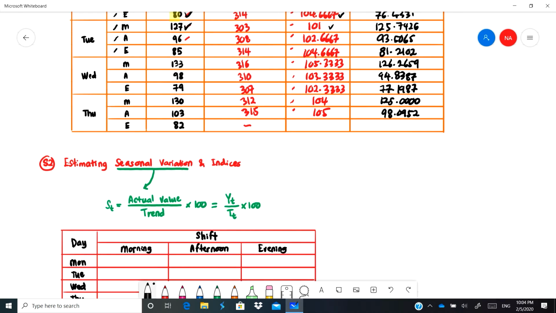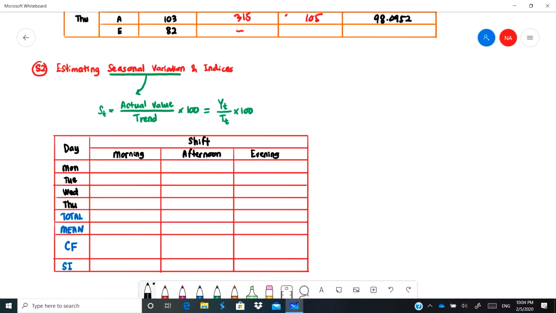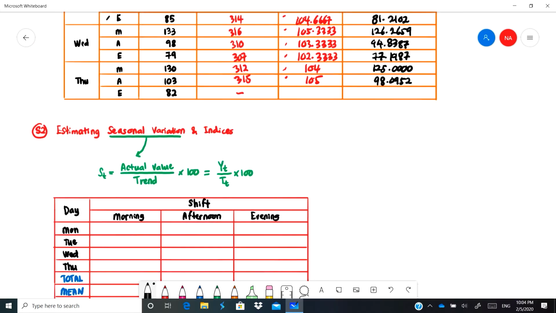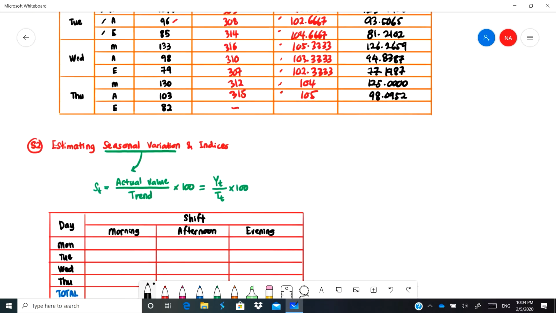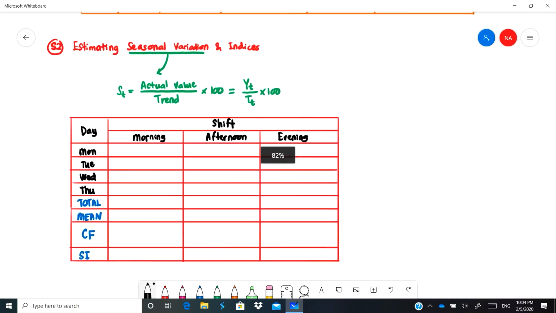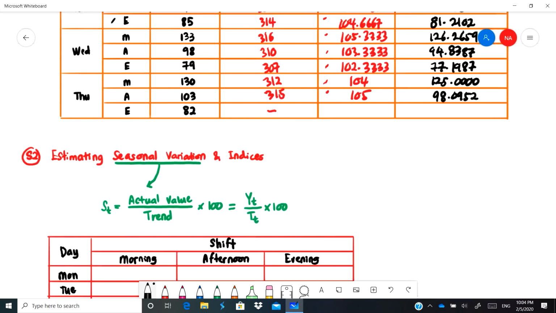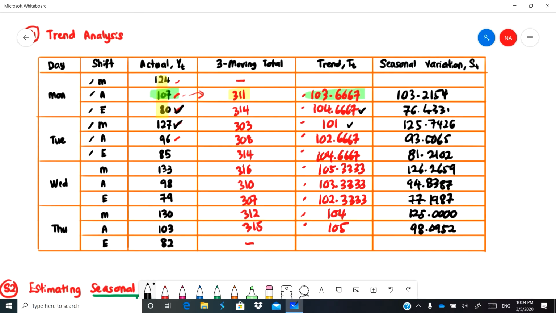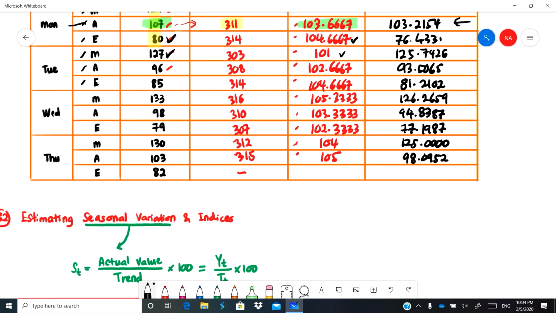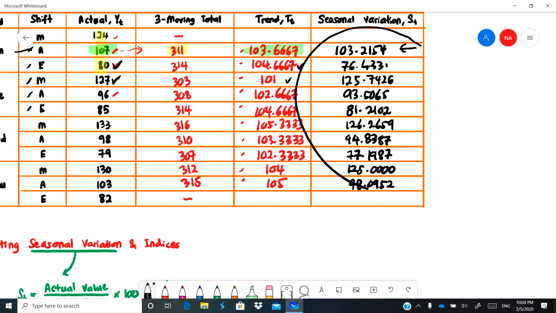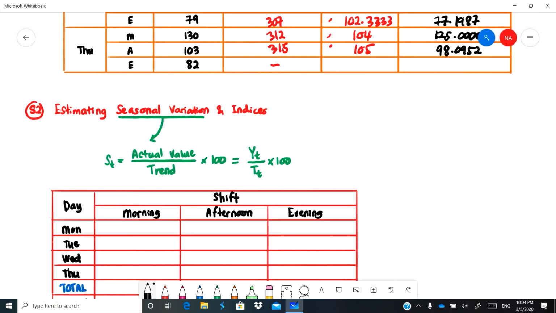In the last step, before we move to the last step, we still have to find the seasonal indices. After removing the seasonal variations, note that we have got the seasonal variations starting from Monday afternoon, which is this value. We'll have to fill up this table with all these values. So we start with 103.2154.